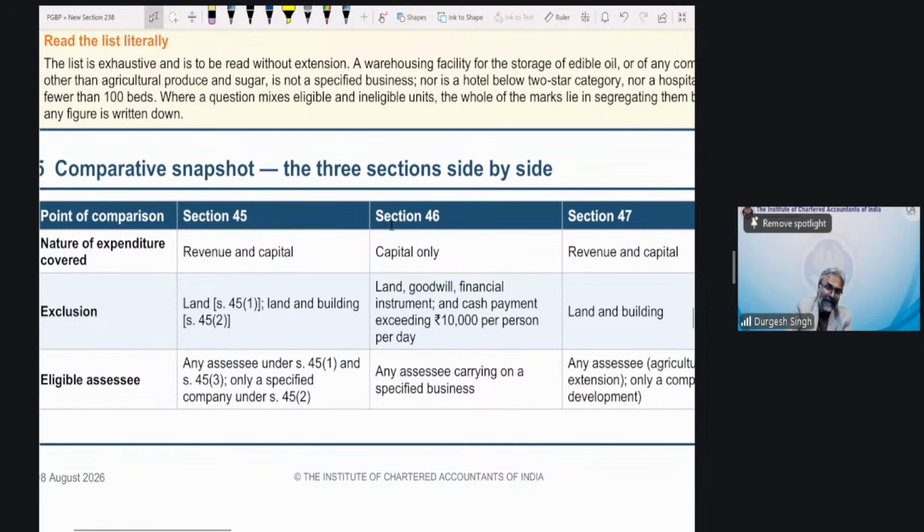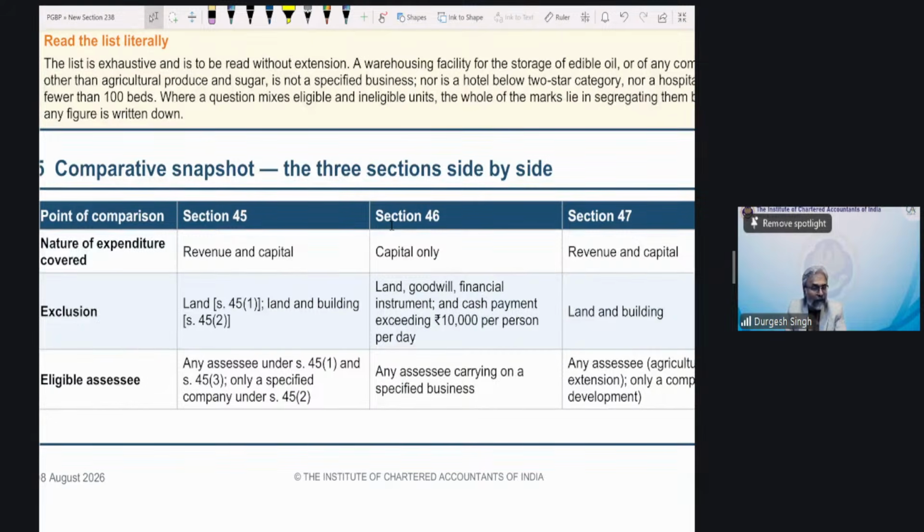So 46 that we are discussing right now does not cover revenue expenditure; the revenue expenditure of the business will be covered in the normal section only. It is only the capital expenditure for the specified business that we are giving deduction under 46. So this distinction should be known to all of you. What are the exclusions in this case? The exclusion for 45(1) is land only, and for 45(2) we have got land and building.